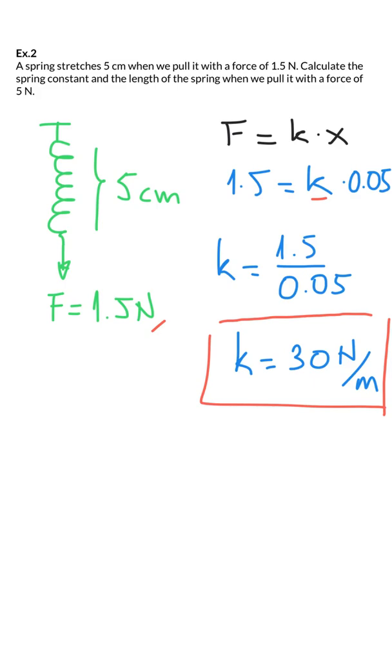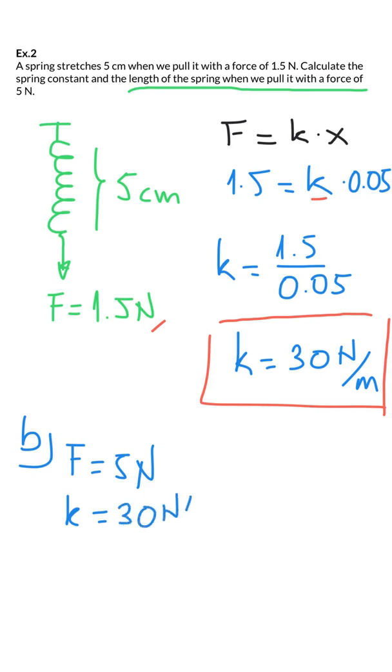Okay. So this is the first question. We have to use this data for the next question. The next question is the length of the spring when we pull it with a force of 5 Newton. That's what we are going to find out now. In this case, we know the force. The force is 5 Newton. We know K because we just calculated 30 Newton per meter. And we don't know X. So we apply the same formula. 5 equals 30 times X.